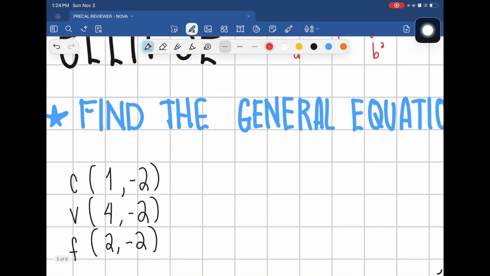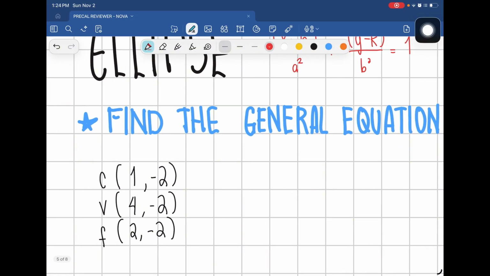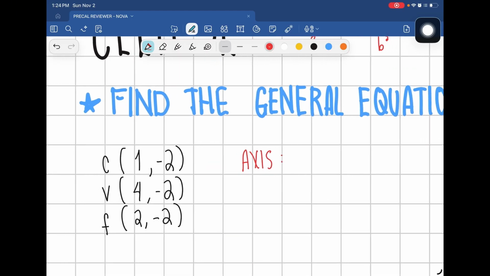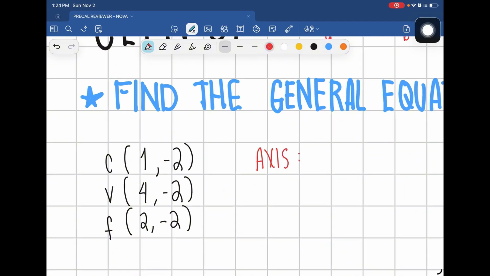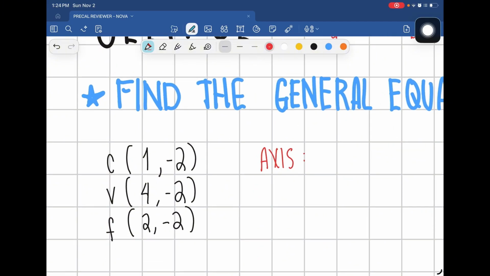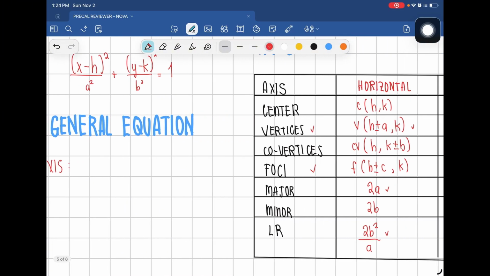So first, in order to find the general equation, we have to find first the axis. So how do we find the axis? We have here given the center, vertex, and foci. So in order to find its axis, we have to analyze. We know that here there is no change in the y term, or the k coordinate. And there is a change in the x coordinates. And we can also check our table.